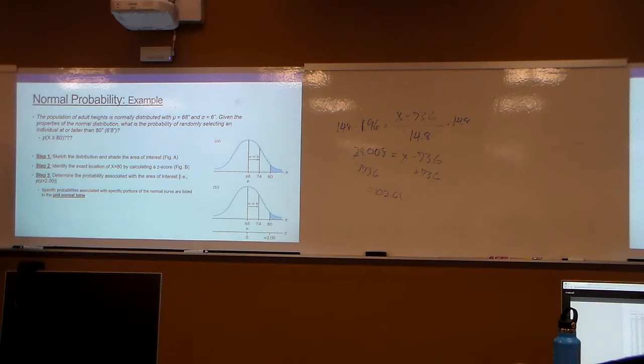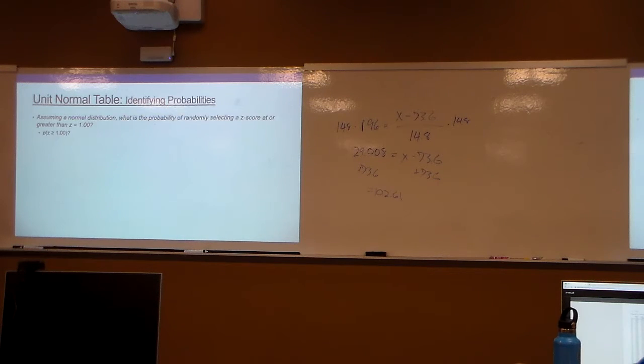So we'll call it a 2.3% chance that I randomly select someone who is 6'8" or taller, based on the normal characteristics of what I know about the population.